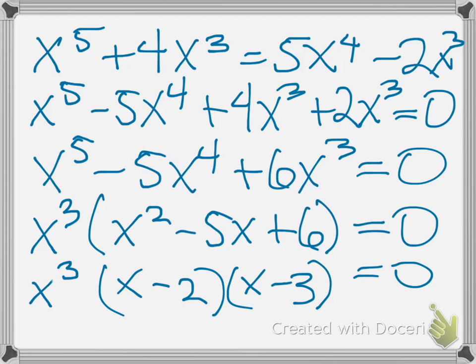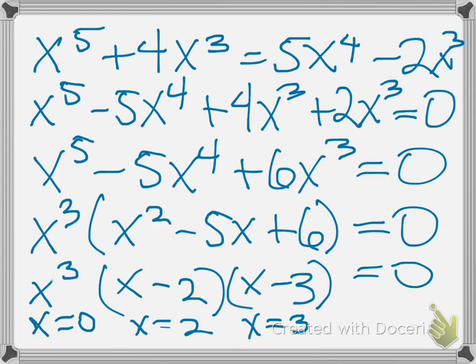So just like we did last time, we can set each of our factors equal to 0 to find our three different solutions. We'll set x cubed equal to 0, but of course that'll just mean that x equals 0. We can set x minus 2 equal to 0, so another solution will be x equals positive 2. And our third solution, when we set x minus 3 equal to 0, will be x equals positive 3.